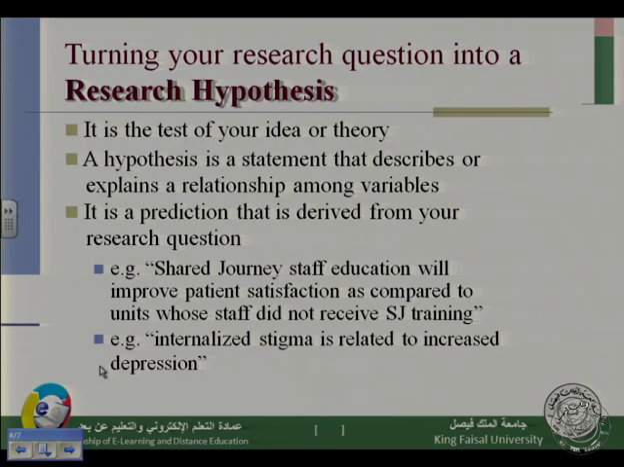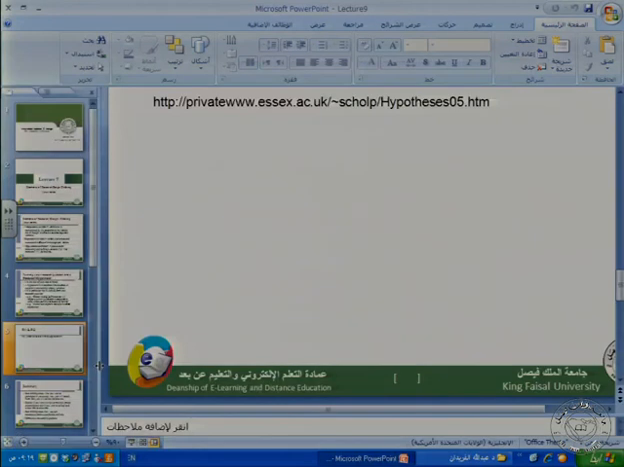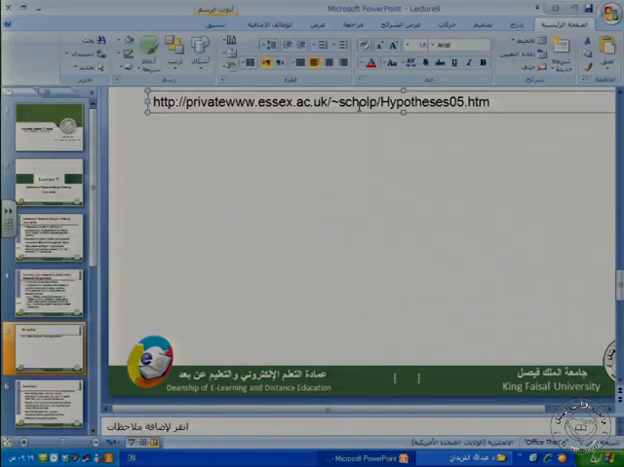Shared Journey staff education will improve patient satisfaction as compared to units whose staff did not receive SJ training. This is an example. Internalized stigma is related to increased depression. These are all examples from different fields. We will have some examples from our field, linguistics or applied linguistics.